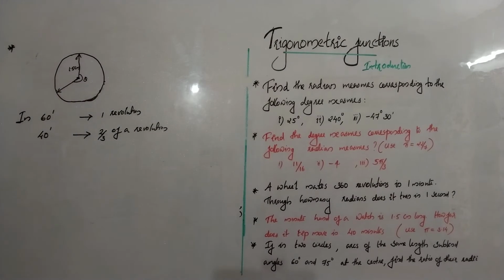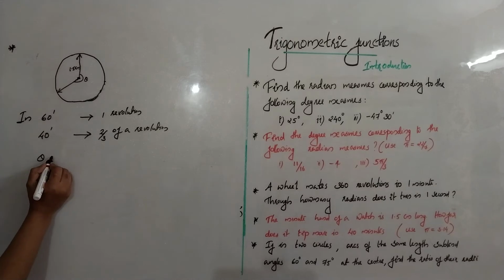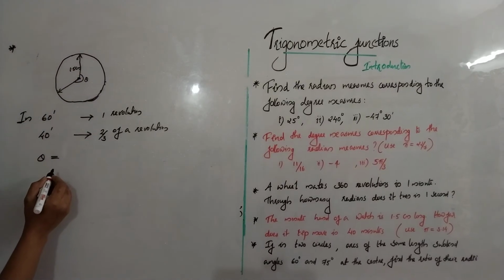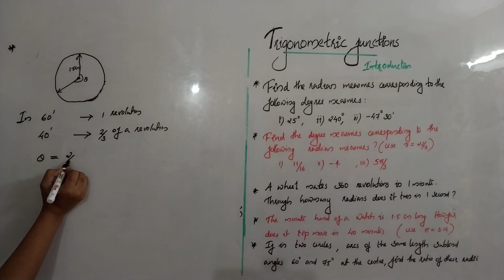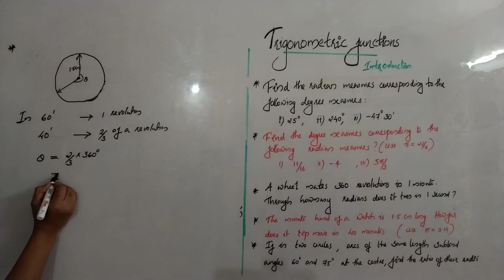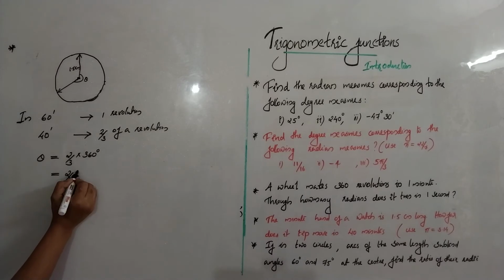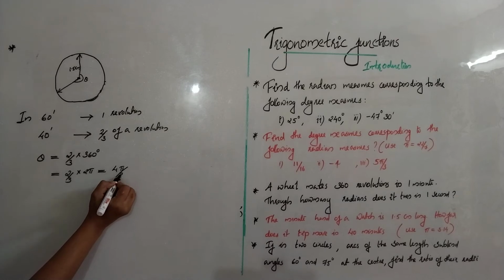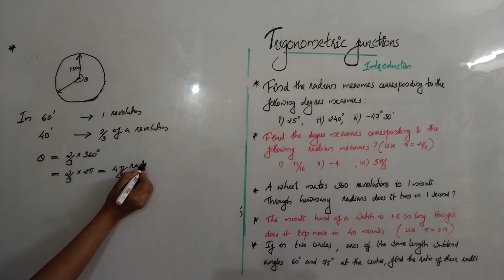Now therefore theta is what? One complete revolution makes an angle of 360 degrees. Here it is 2/3 of a revolution, which means 2/3 into 360 degrees, or in radian it is 2/3 into 2 pi radian, that is 4 pi/3 radian.